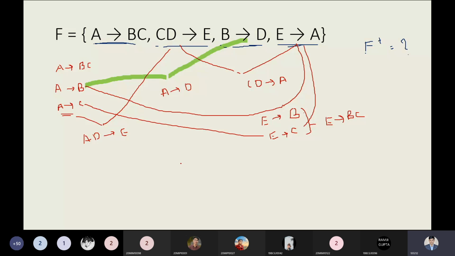And if I'm choosing B determinant to D, and using the augmentation rule, I can add C on both sides. So I'm getting a new FD from B determinant to D. By combining this FD with the previous one and applying the transitivity rule, I can say BC determinant to E is also possible. Now clear? Yes, sir.